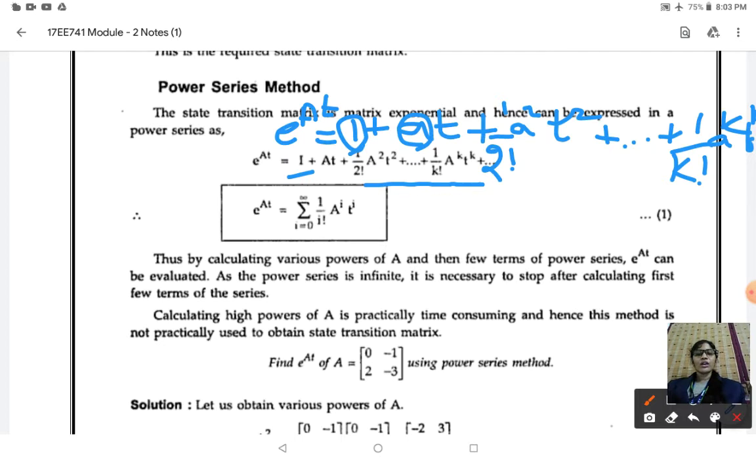Now here 1 divided by 1 factorial, so I can write it as e to the power of At is equal to the summation from i equal to 0 to infinity of 1 divided by i factorial A^i t^i. So this is the formula to calculate your state transition matrix in the power series method.